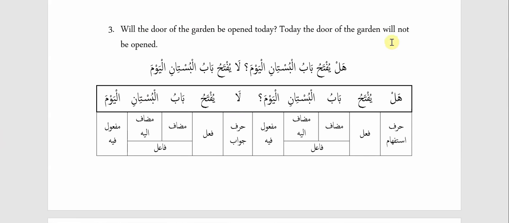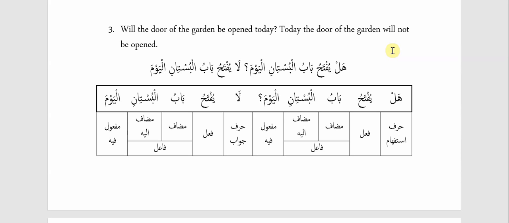Today the door of the garden will not be opened. So this one is your first majhul example. Majhul is when the door is not known. So obviously there is no door here. Rather, you are asking if something else will be opened, right? It's not like, will Mustafa open the door? No, this is asking, will the door be opened? The door is not known here. That's why instead of fataha yaftahu, you're seeing futiha yuftahu, right?